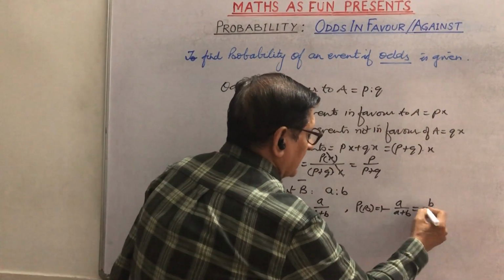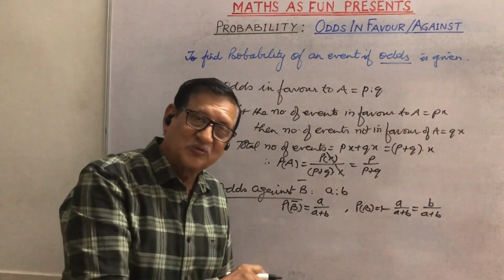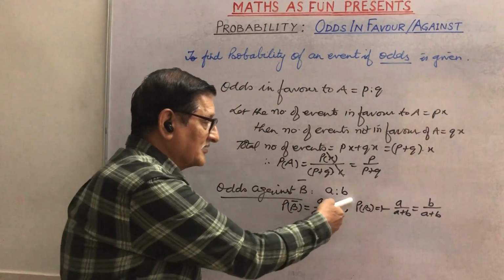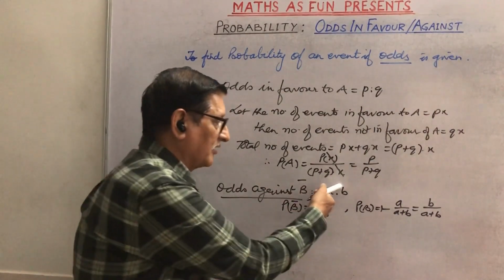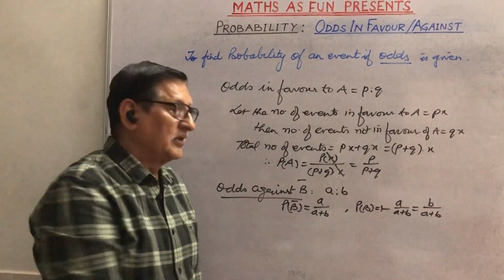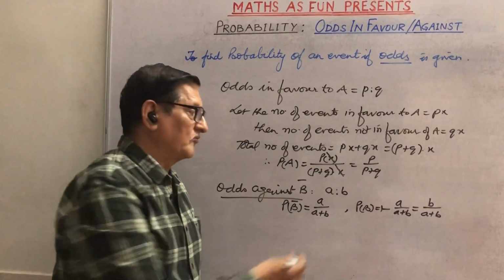Simplifying this, we are getting B upon A plus B. We can also use the sense here that this is the number of events in favor. So we can directly write it in the numerator and the sum of them in the denominator to find out the probability of B happening.